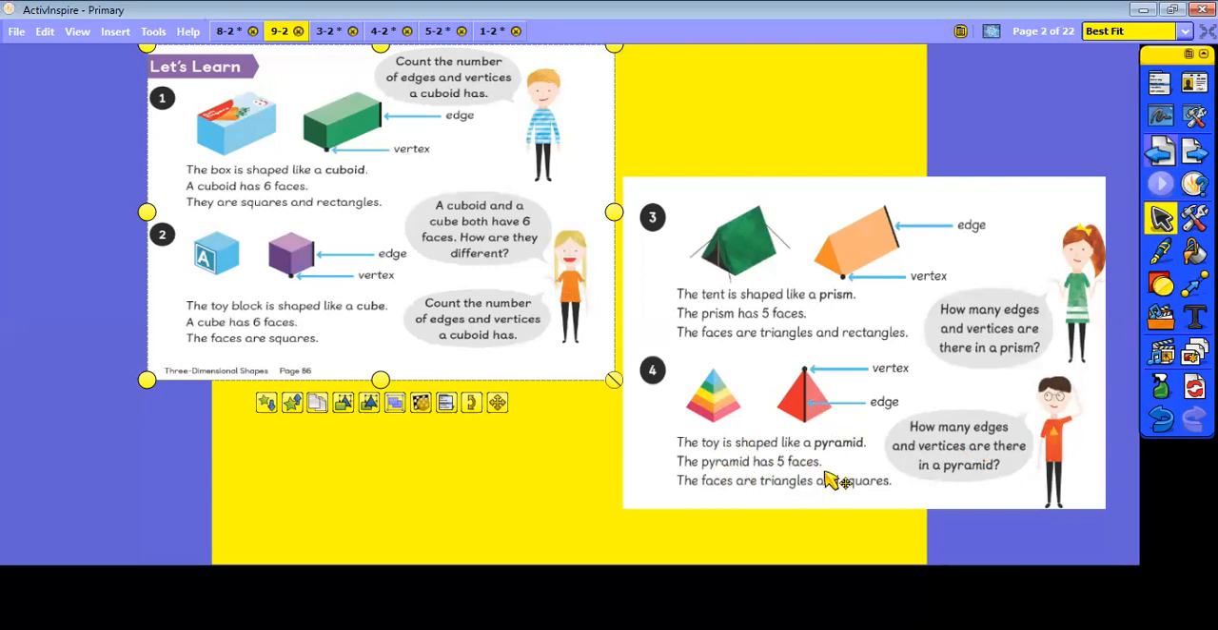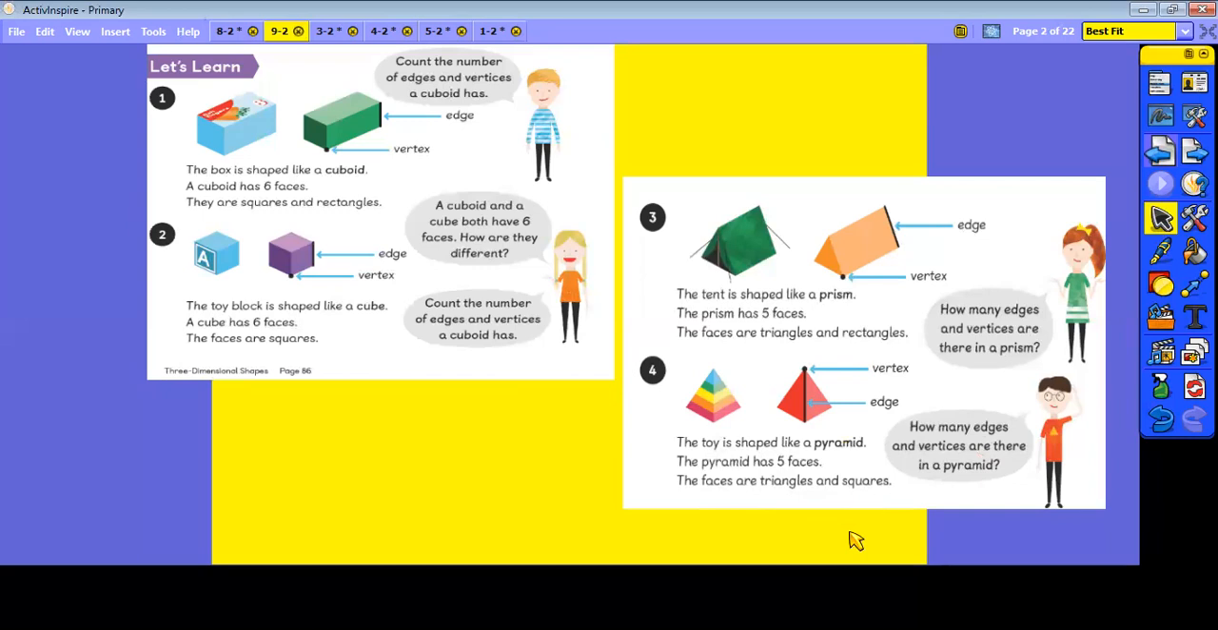And the pyramid has 5 faces. The faces are triangles, okay, and squares. Well, 1 square at the bottom. Again, Charles says, can you count the edges and the vertices of the pyramid? So take your time with that. Really take your time exploring all of those shapes.